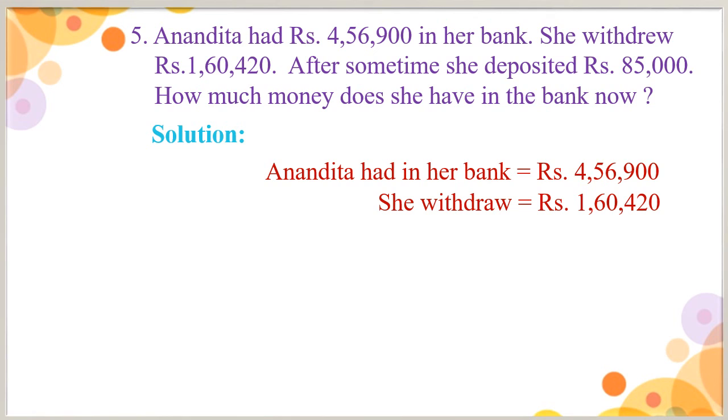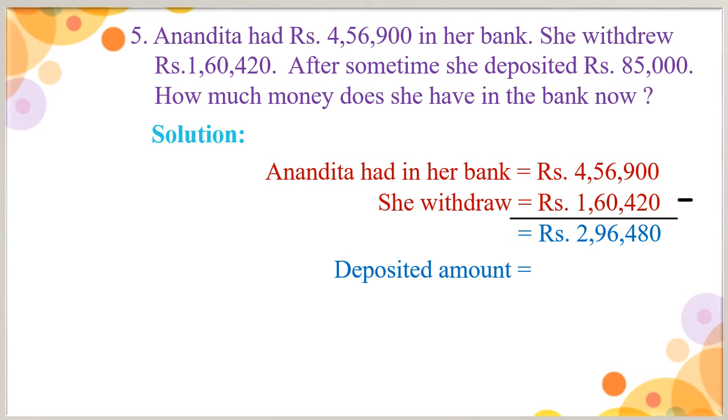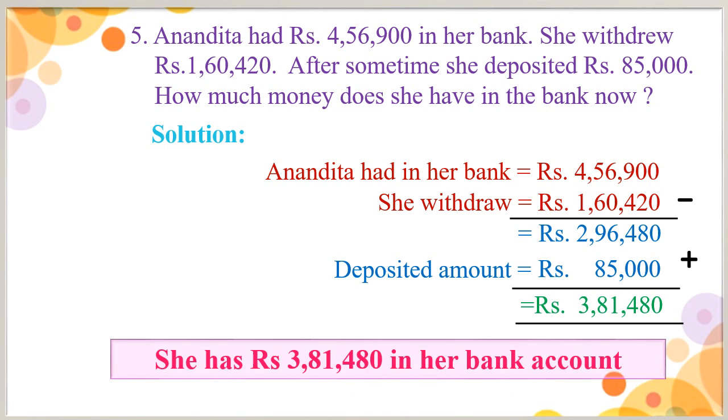1,60,420 rupees. Now withdraw means we want to subtract. What is that answer? That is rupees 2,96,480. After some time she deposited, isn't it? So how many rupees? That is, she deposited amount rupees 85,000. Now we are going to add these two. That means what is that answer? That is 3,81,480 rupees. She has rupees 3,81,480 in her bank account.